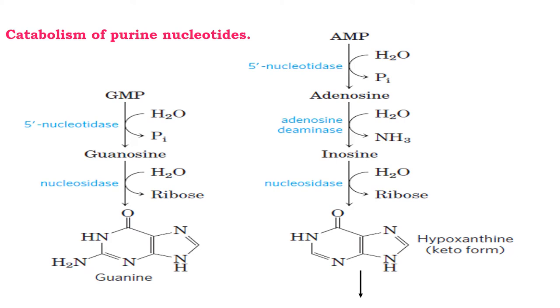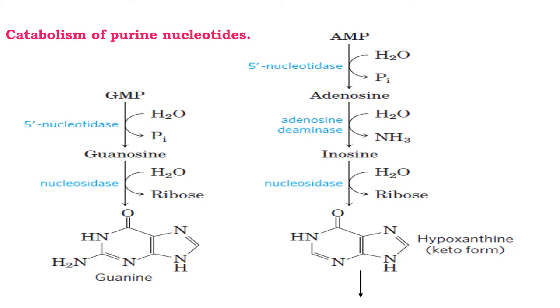Now, the catabolism of purine nucleotides. We have two purines: one is GMP as well as AMP. For GMP, first of all there is a nucleotidase, which will break off the phosphate moiety. If GMP has no phosphate, then it is guanosine. This guanosine is again acted upon by an enzyme called nucleosidase. See, nucleotidase, because it is a nucleotide; nucleosidase. That's the difference between nucleotidase and nucleosidase.